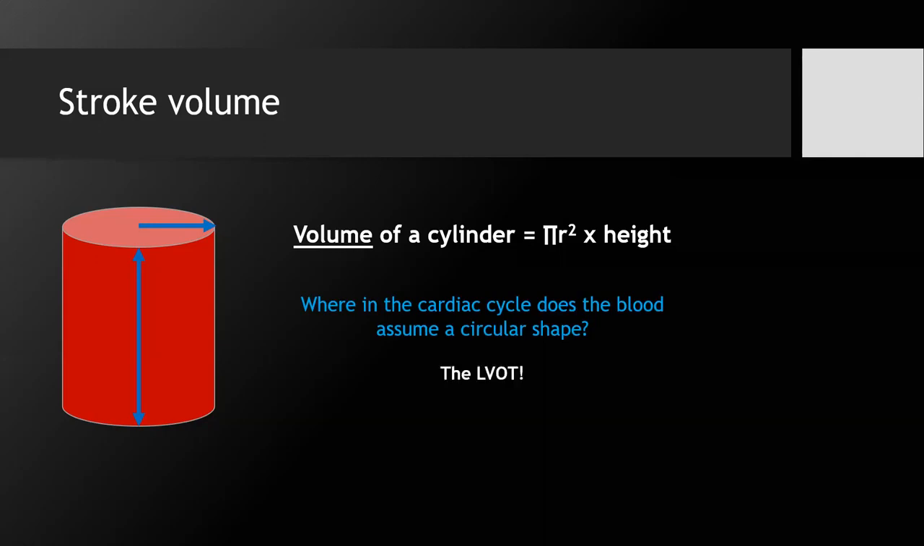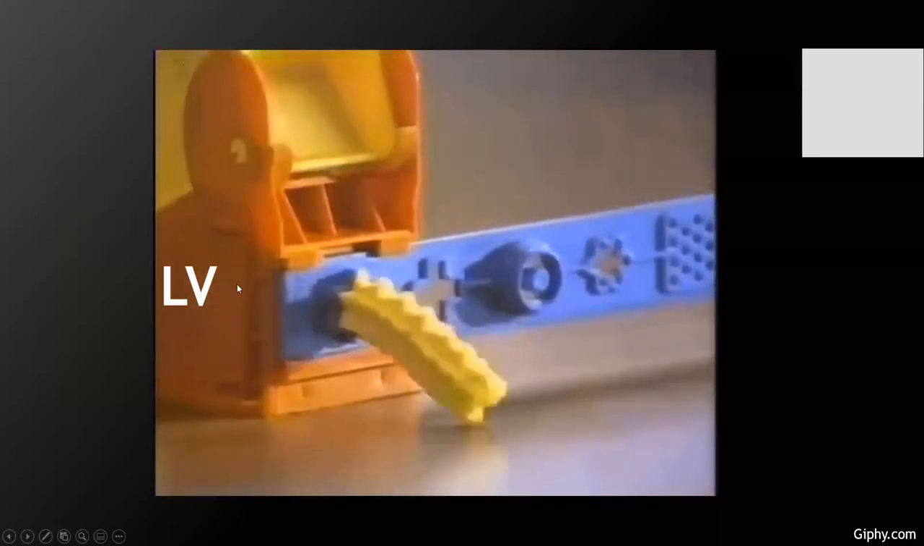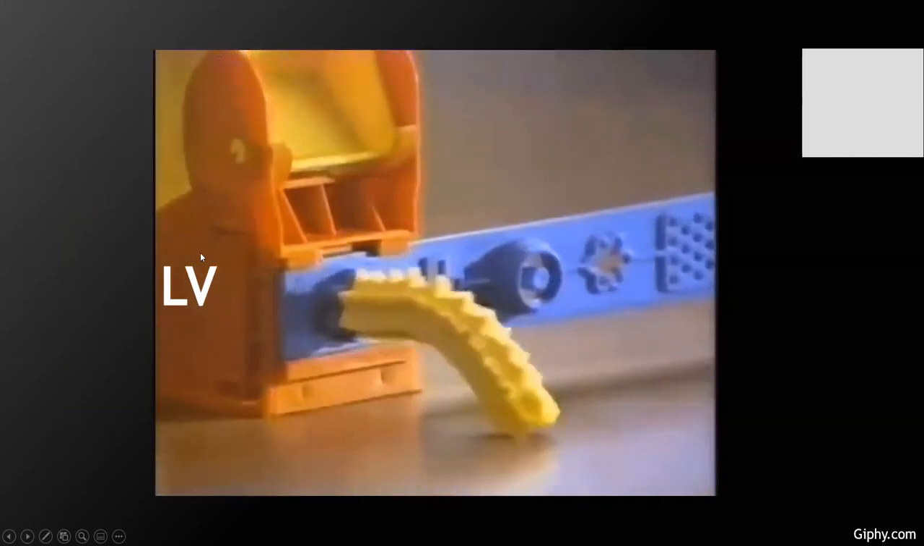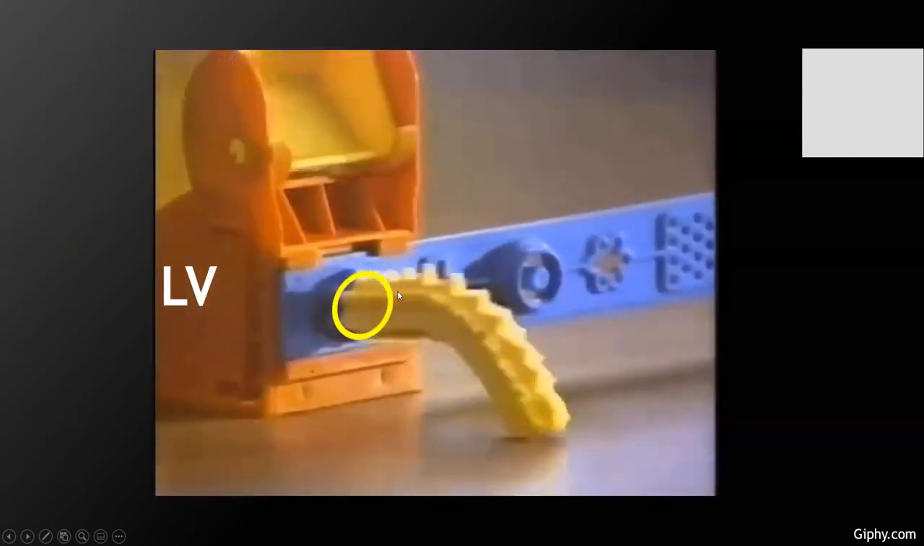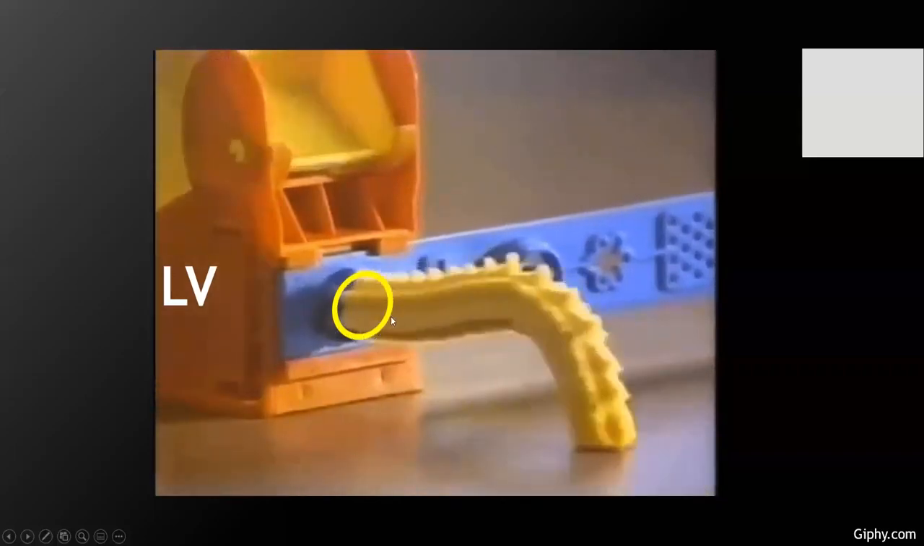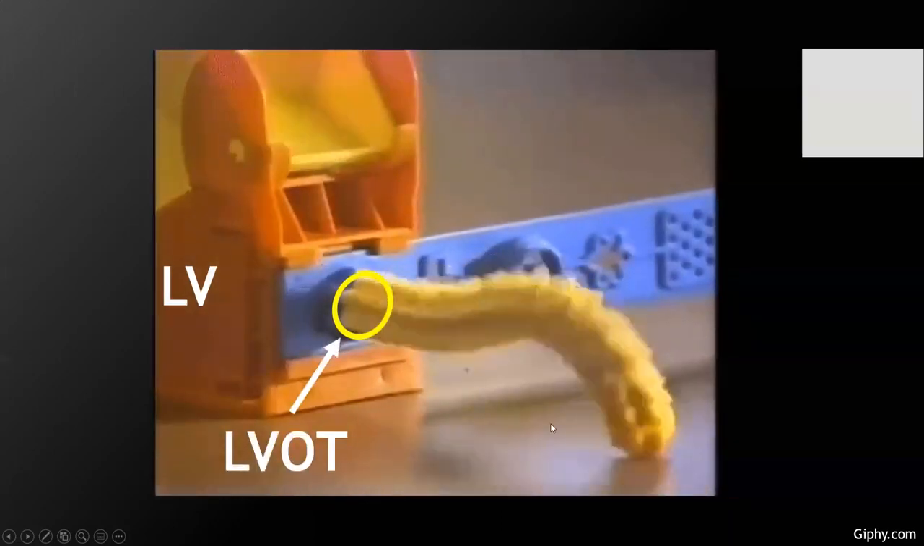That would be the LVOT, and we're going to show you that shortly, right? And so the question is, to relook at this, if you imagine that this was the LV and it's full of blood in whatever shape your LV is, and then as it's contracting, it's pushing blood through this LVOT. So the blood that's in this big bag of the LV is now being forced through a very circular orifice as it's traveling through the LVOT into the aorta, which is over here, right?